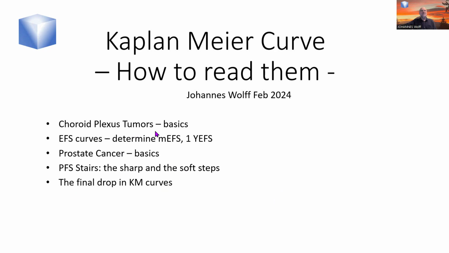We'll talk about choroid plexus tumors, what that is, and then about event-free survival curves of choroid plexus tumors to explain median event-free survival times and 1-year event-free survival rates. We'll talk about prostate cancer, the basics of that, and then use data to explain the stair shape of progression-free survival curves, the sharp and the soft steps. It's very interesting. And finally, we'll talk about the final drop of Kaplan Meier curves and that they mean very little.